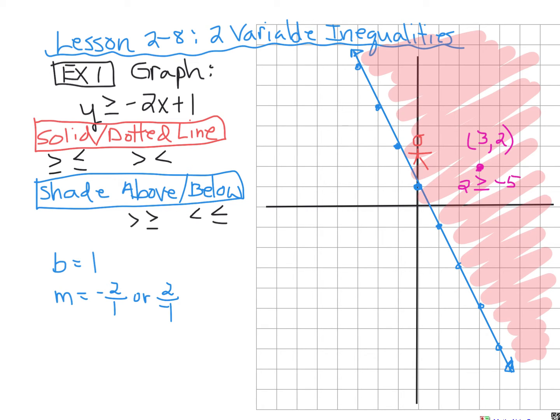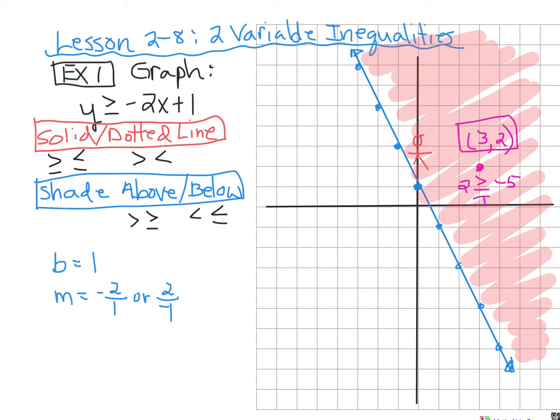So I want to look at this inequality that we just created. Isn't 2 greater than or equal to -5? That's a true statement. So that means that this is one of the solutions to this inequality. And I could do this all day long, choose any ordered pair within that shading.